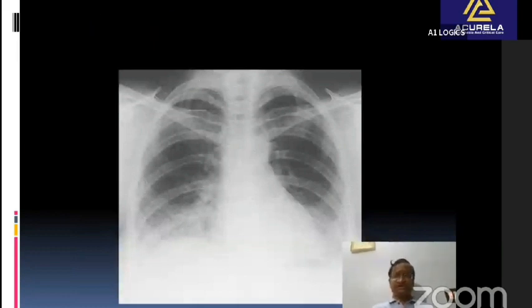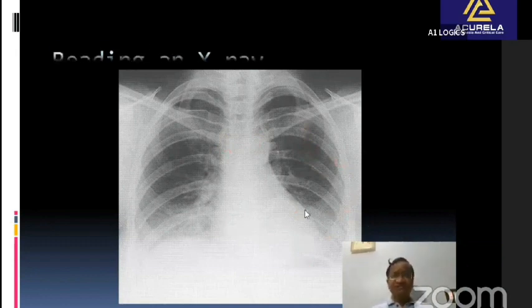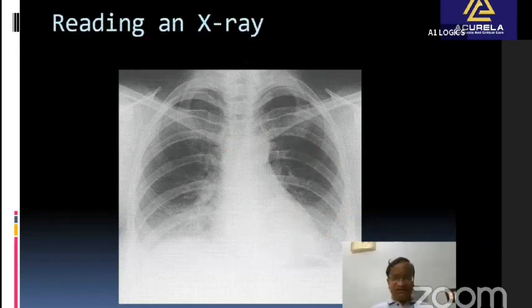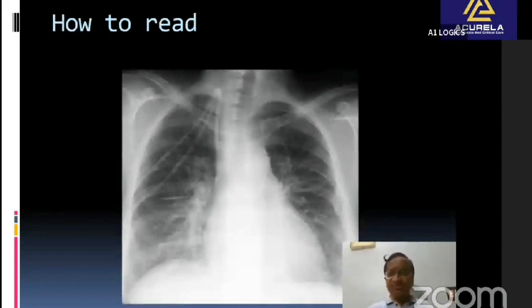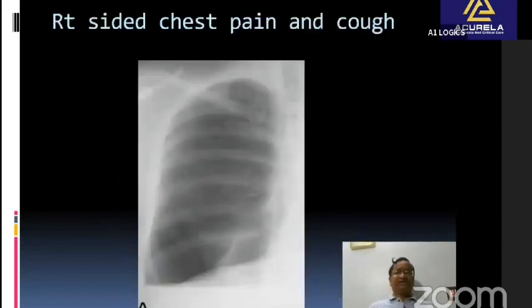What is this? Looks like normal. Or here there is nothing seen. Is it exposed normally? Here you can see this clavicle is normal. Bones look normal. Expiratory film. Yes. That is the problem in that case.